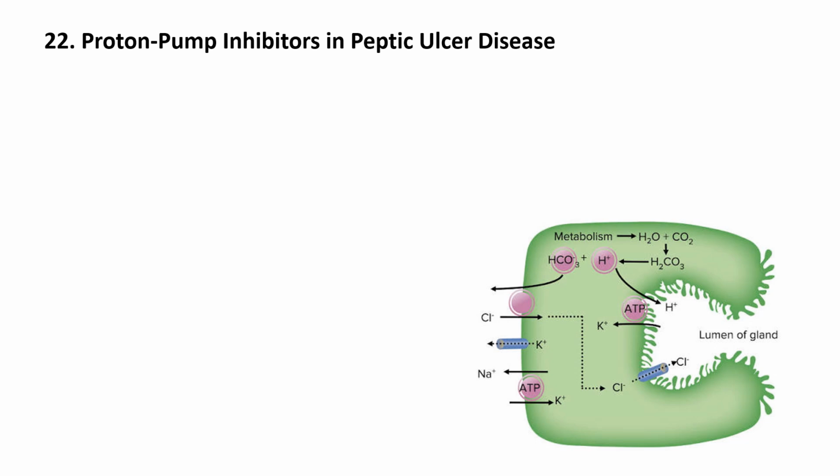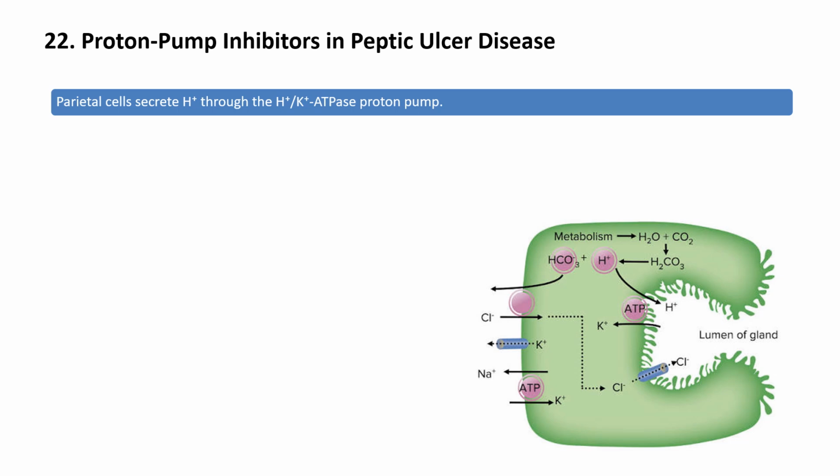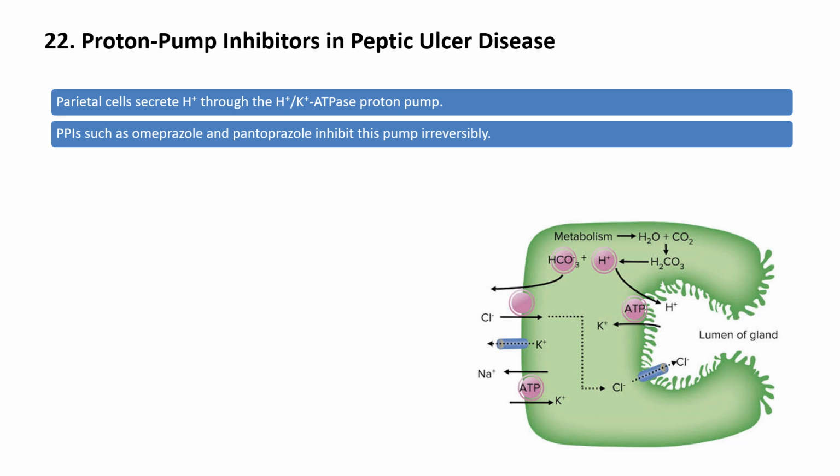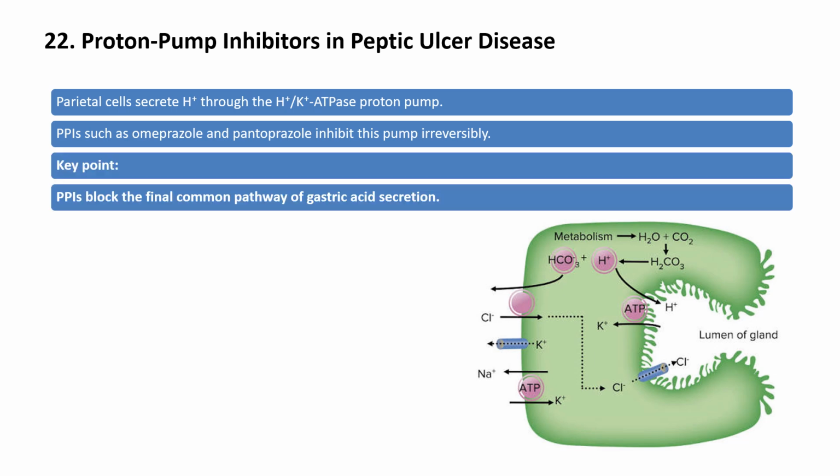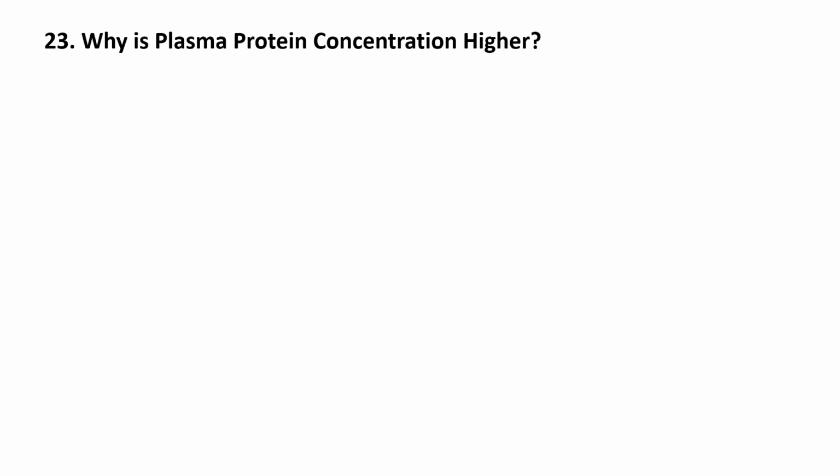So inhibition of this pump, that is the role of the proton pump inhibitors, causes decreased H plus ion secretion and decreased HCl output. So the parietal cell secretes H plus ion through this pump, and examples are omeprazole and pantoprazole, they are called PPI, proton pump inhibitors. They inhibit this pump and block this final pathway of gastric secretion.